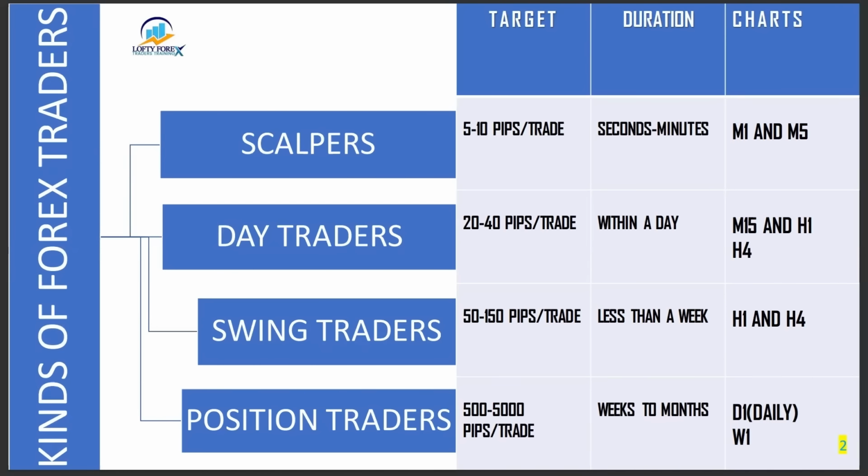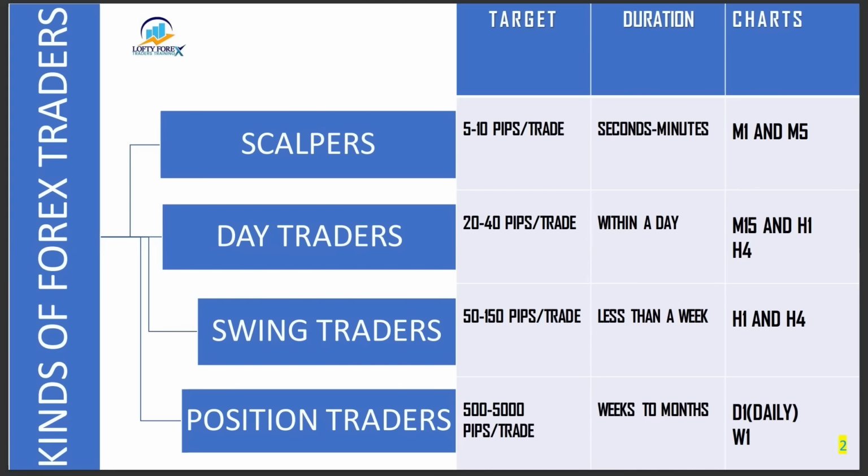Position traders, they target 500 to 5,000 pips per trade. And it takes them weeks to months to actually make this target. And they trade on the daily and then the weekly time frame. Now remember when we calculated for pips, remember the lots, standard lots, mini lots, and the micro lots.